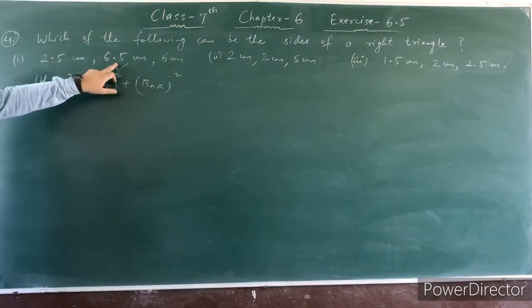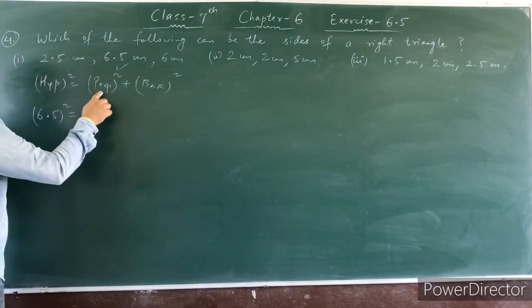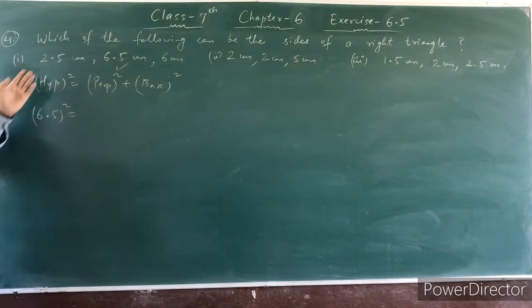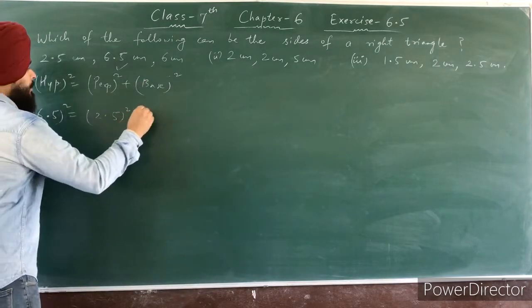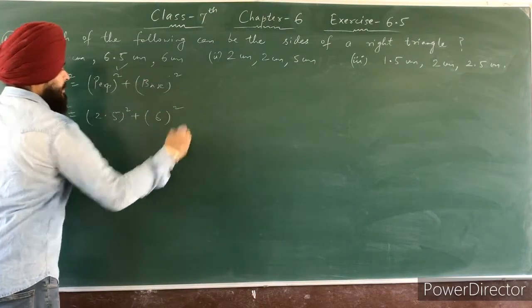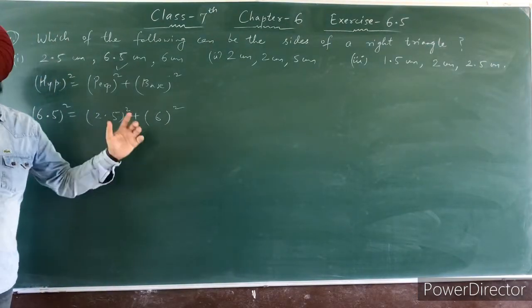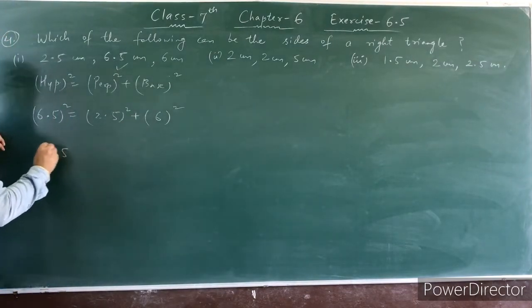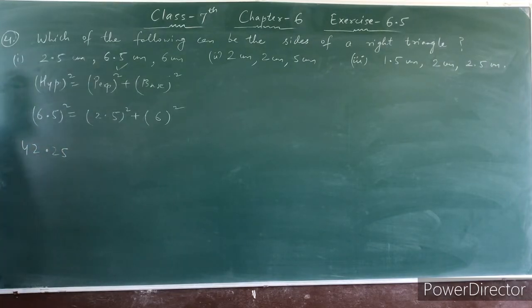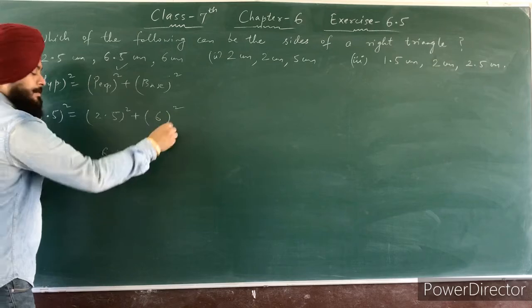So the hypotenuse here is 6.5. 6.5 square is equal to perpendicular square, and you can take any one, 2.5 or 6. Clear? So I'll take 2.5 square, and next the base is taken as 6 square. So we can check whether left hand side is equal to right hand side or not. 6.5 square is how much? 42.25. What is 2.5 square? It is 6.25. And 6 square is 36.